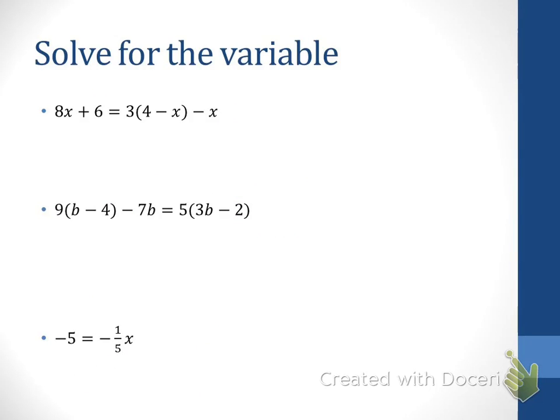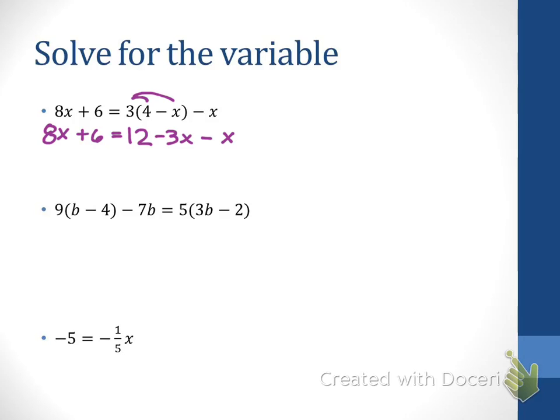3 more questions over solving for the variable. They go a little bit farther in difficulty. What would I do first here? Distributive property. Am I going to distribute the 3 to the negative x also? No, because it's not inside the parentheses. Only what is inside the parentheses is what I distribute to. So I have 8x plus 6 equals 12 minus 3x minus x.